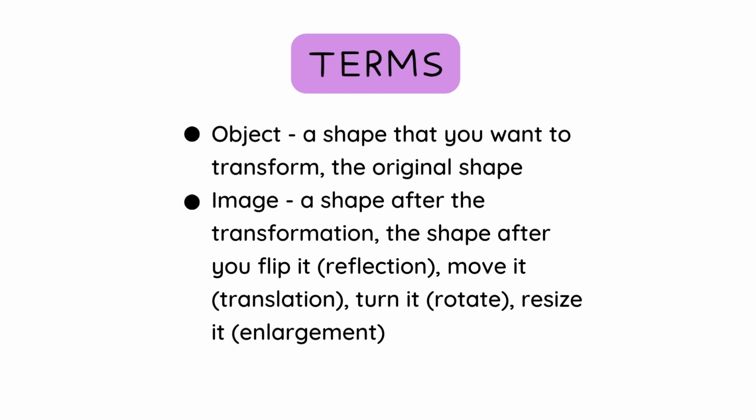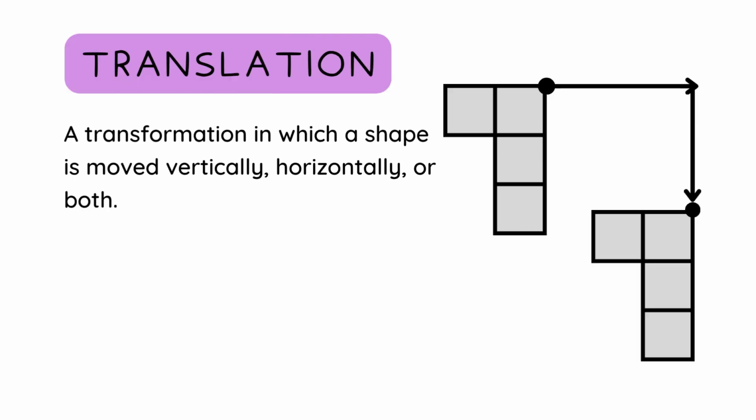Object is a shape that you want to transform, a shape that you want to translate. And then after you translate the object, after you rotate the object, then you will get a new shape. And that one is called as an image. The definition of image is a shape after the transformation. Now we will go to the translation.